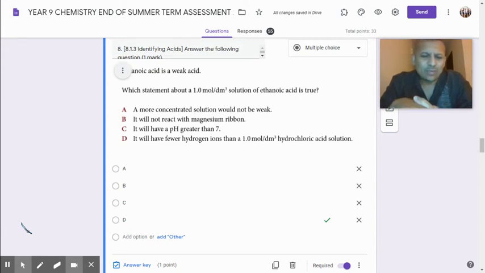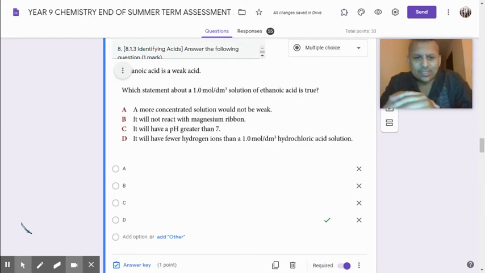It will not react with magnesium ribbon. No, actually it is an acid. It is a weak acid. So you do have some small amounts of dissociation. It would happen very slowly, but at the same time you would have magnesium reacting with this acid to form magnesium ethanoate actually, and hydrogen. So it would react as one would normally expect an acid to react with a metal, albeit very slowly. C is clearly not right because pHs of acids are less than 7, not greater.